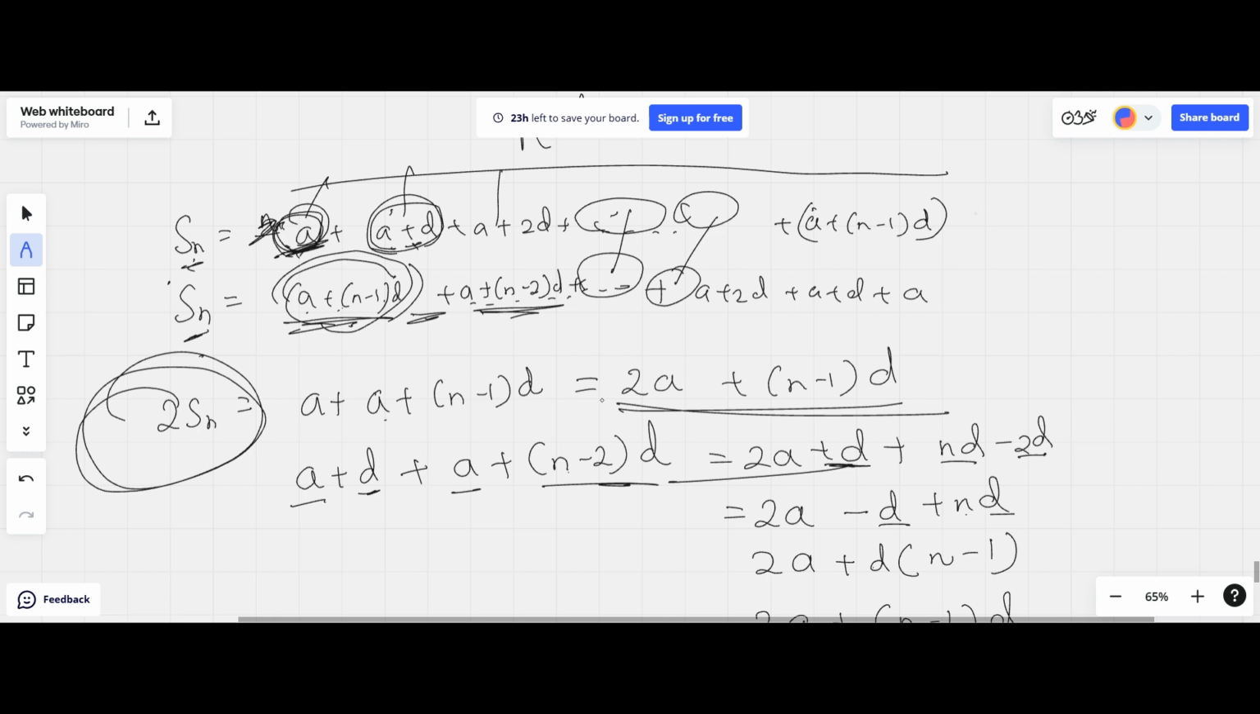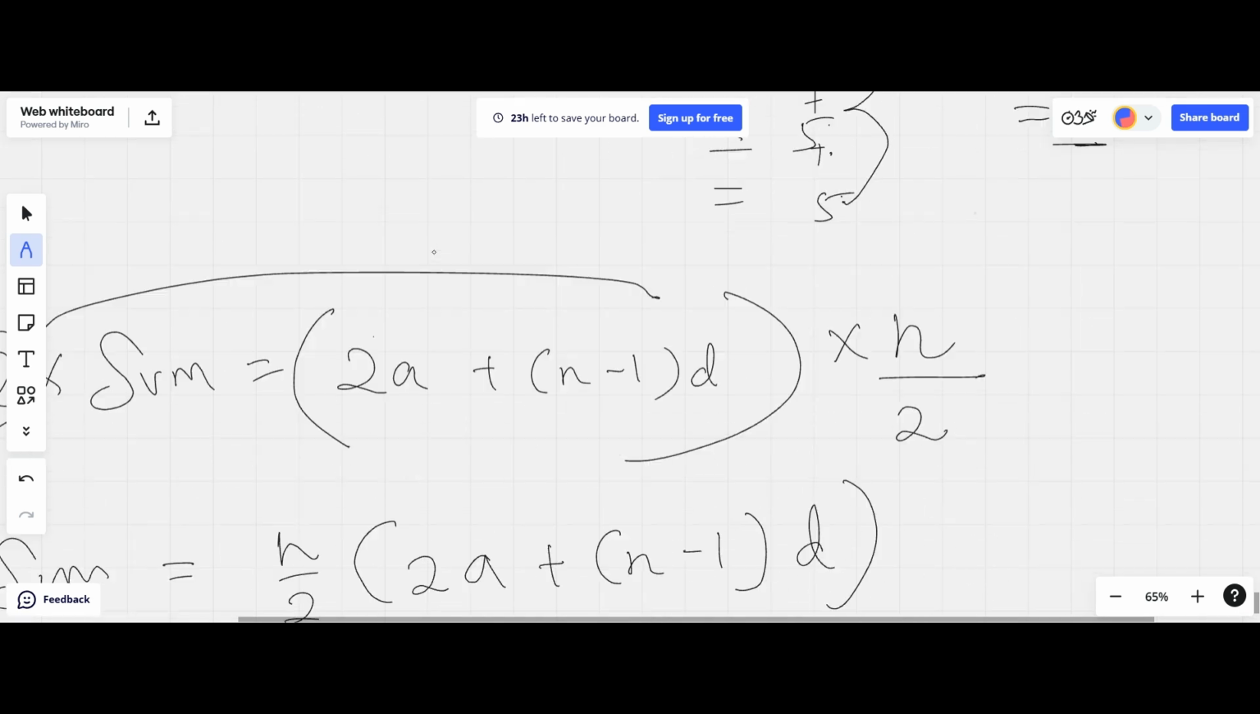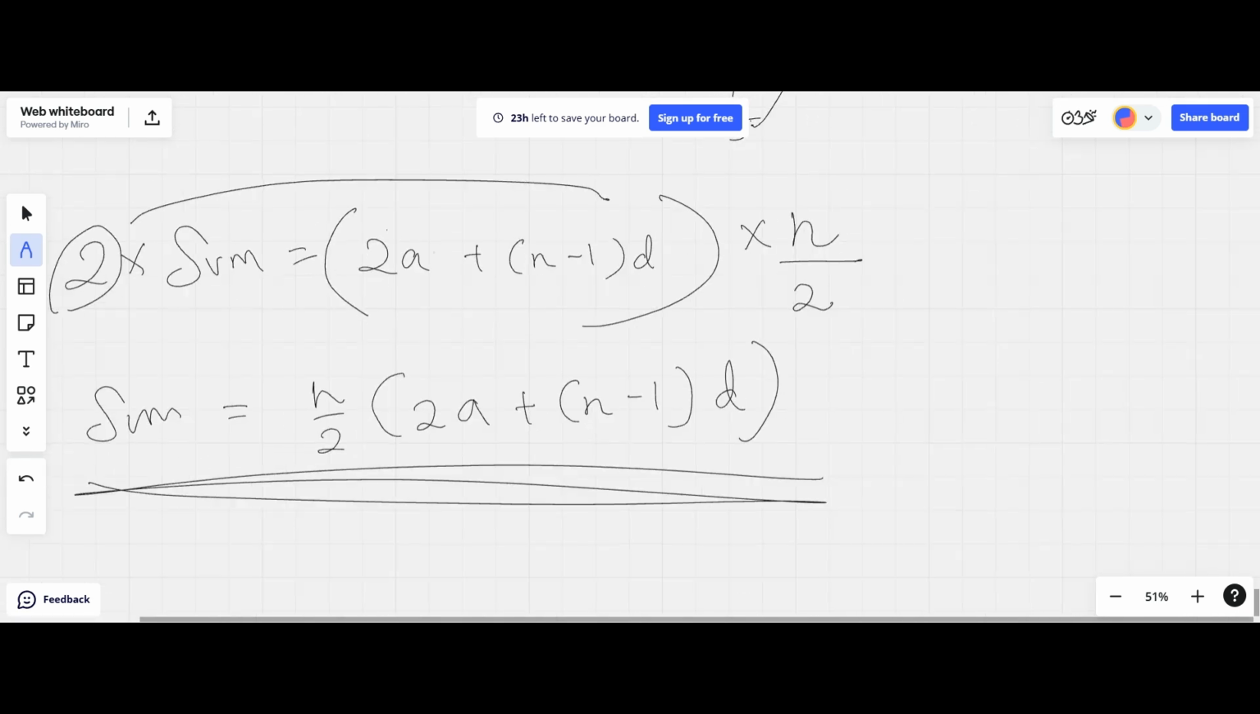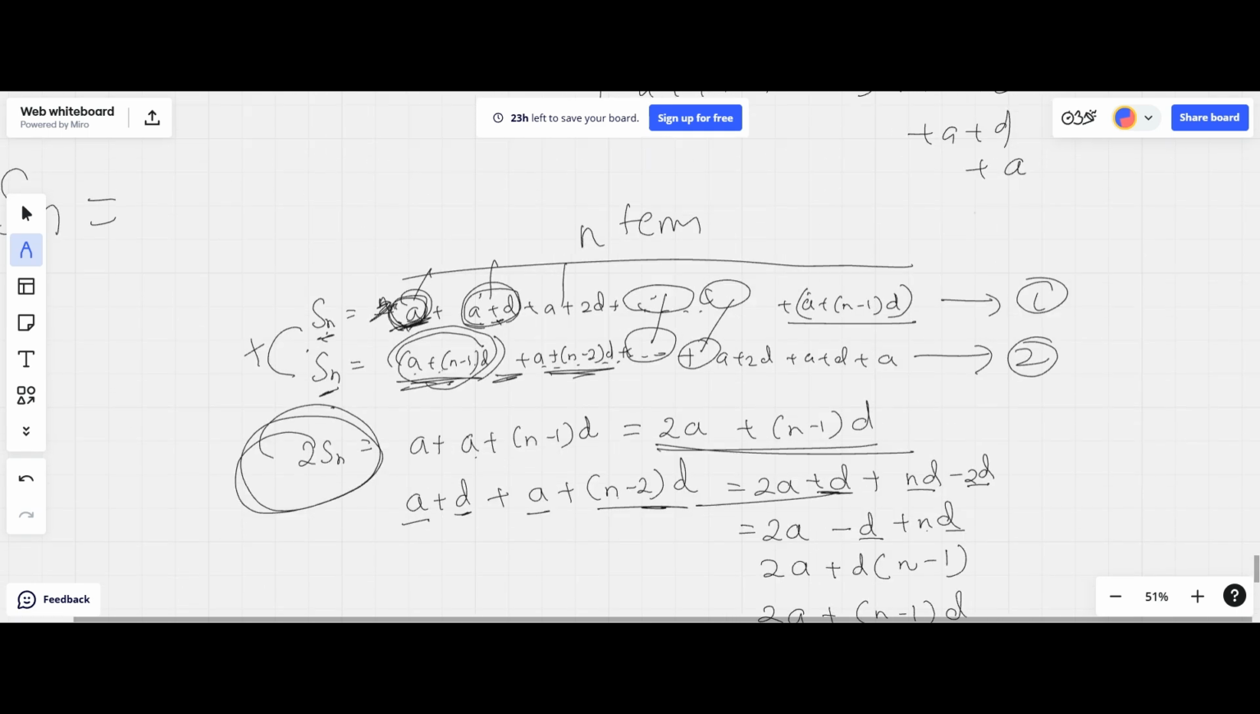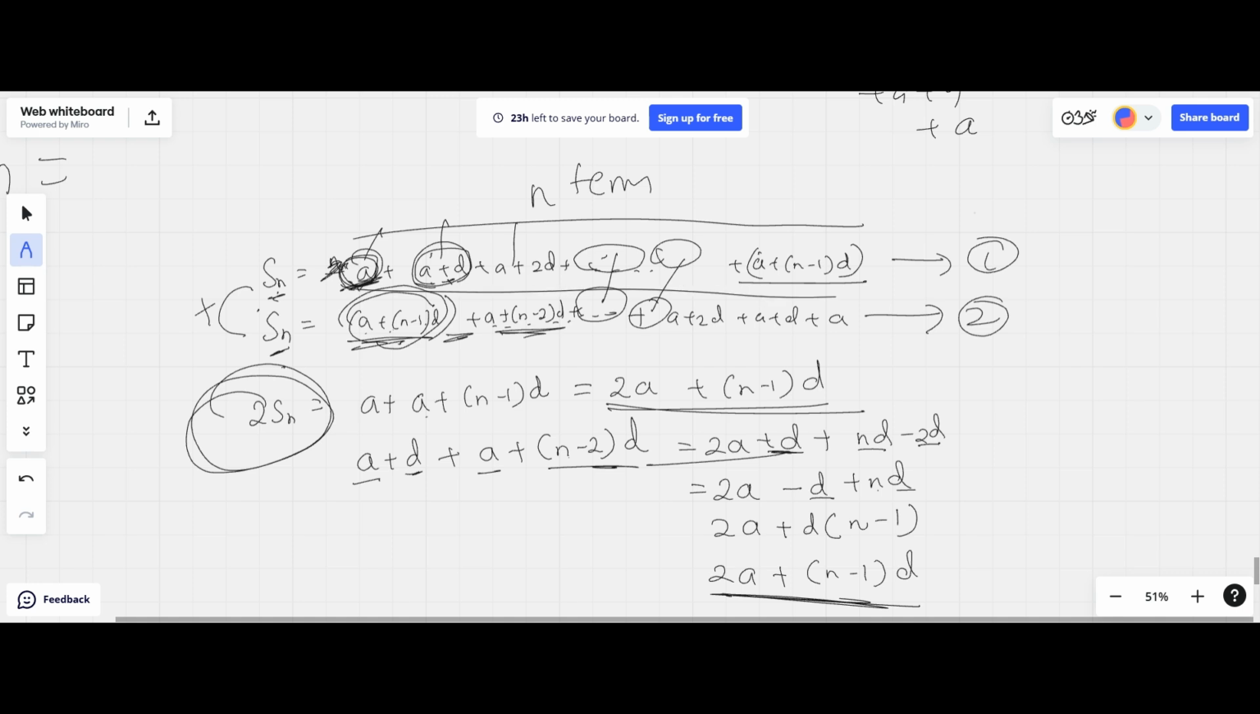You write an equation like this, equation number 1. Reverse it. Write the last number first, like that. This is equation number 2. If we add these two equations, Sn plus Sn, and if you simplify it, you will get this. If you don't understand, no worries. The only thing you need to understand is just write this equation number 1.